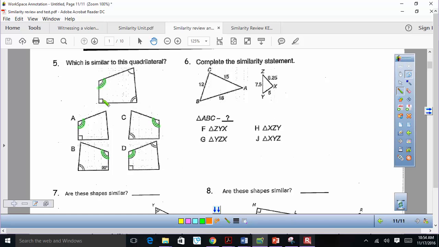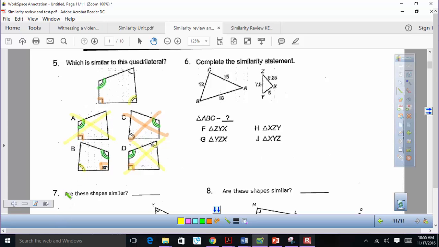Okay? Next, we're going to look at 90. So we have a 90 here in the bottom of the small side. 90 here in the bottom of the small side. Do we have a 90 here? So we know it's not going to be C. We have a 90 in this bottom side and a 90 in this bottom side. Okay? Then we have 2 tick marks at the bottom of the long side. Are there 2 tick marks in the bottom of the long side here? Nope. 2 tick marks in the bottom of the long side here? No. But we have it here.